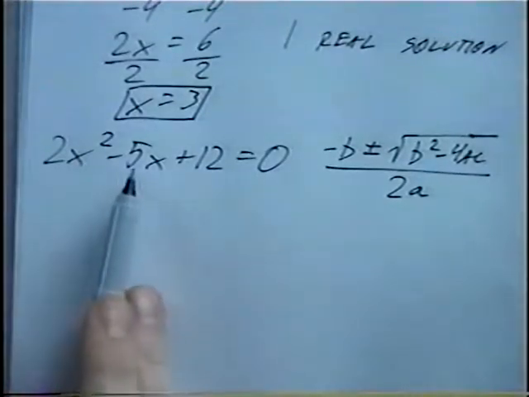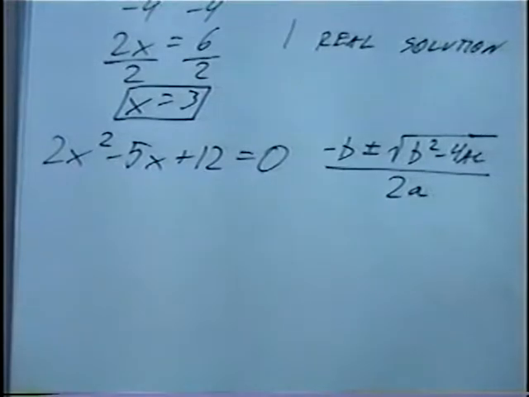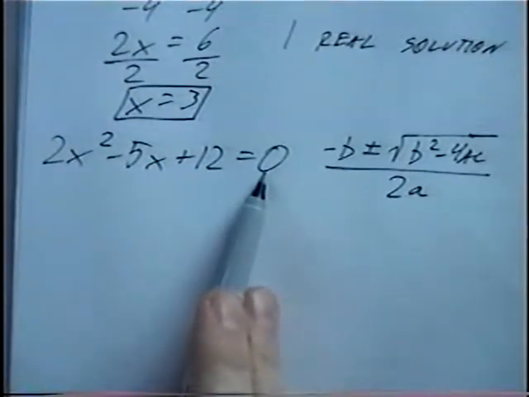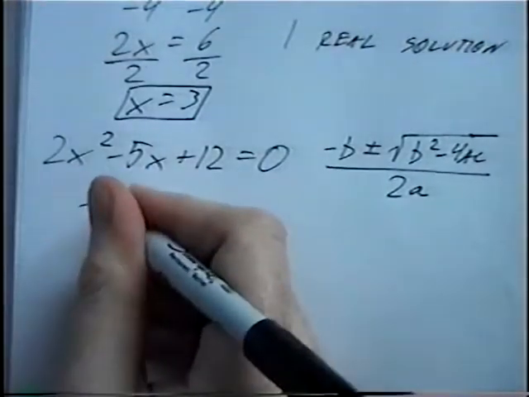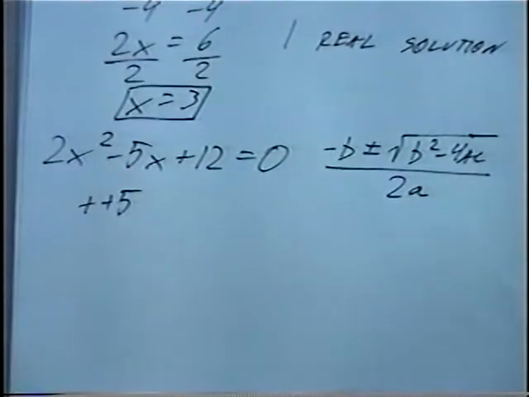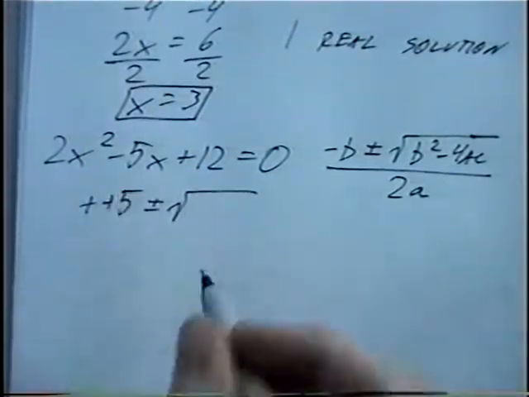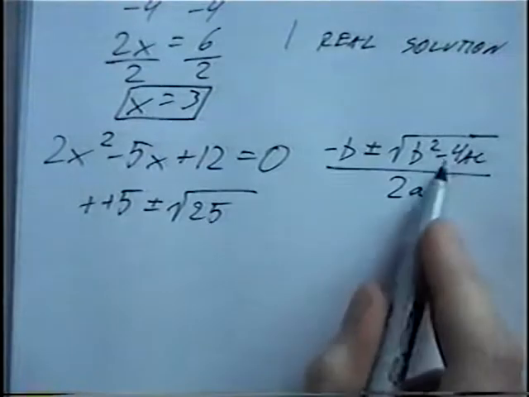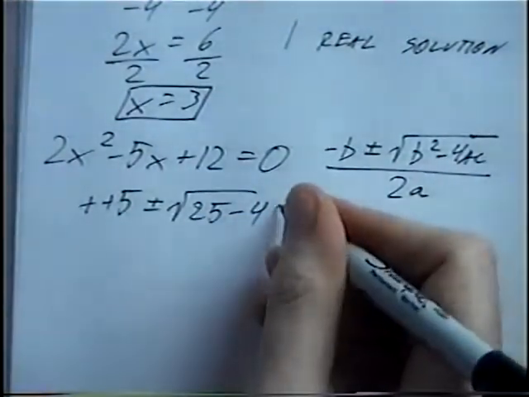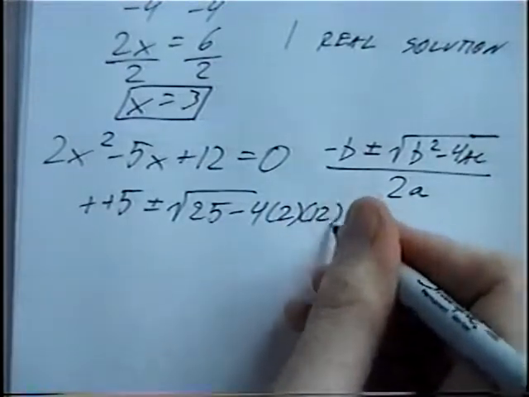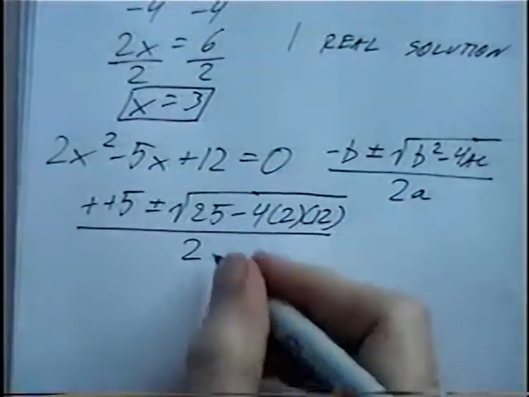A is the first coefficient in front of x squared, b is the coefficient in front of x, and c is the number by itself. Always has to equal 0 when you use the quadratic formula. Negative b would be negative 5, which changes to a positive 5. Plus or minus b squared would be 25 minus 4, a is 2, and c is 12. Divided by 2 times a, and a is 2.